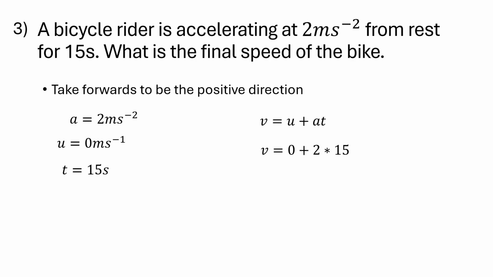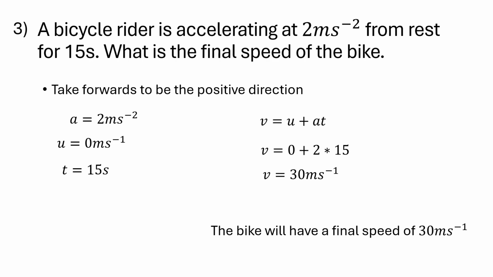So substitute the values in, and then we get a final velocity of 30 meters per second. If the question was to ask you for a velocity, you should say 30 meters per second forwards. The question is asking us for a final speed, so all we need to say is 30 meters per second.